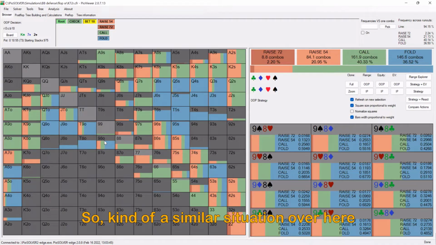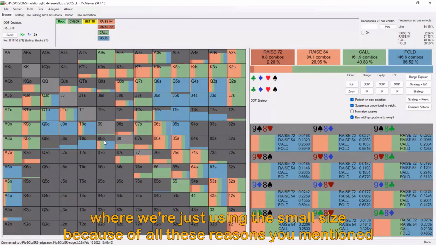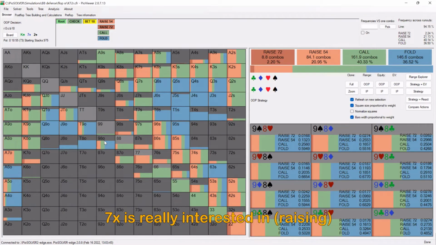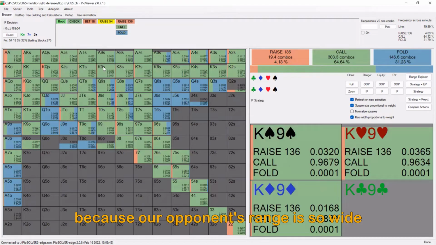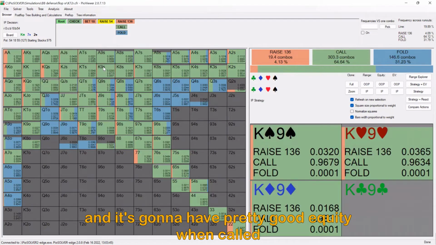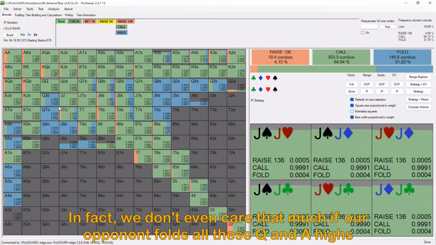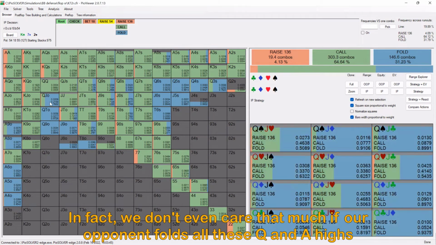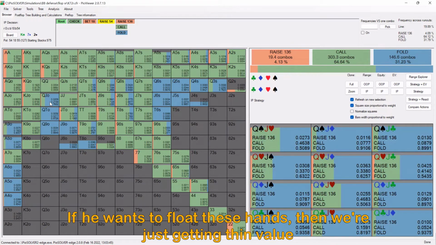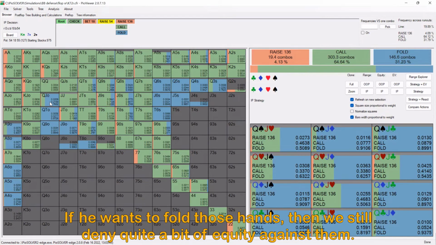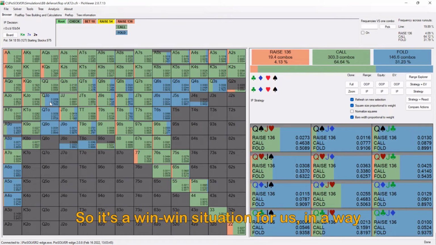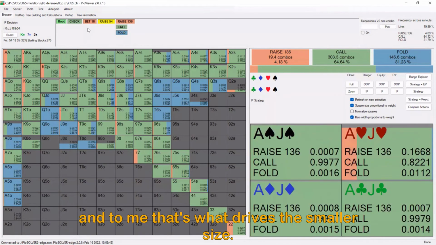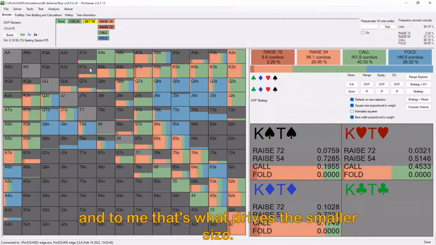So it's a similar situation over here, where we're just using the small size because of all these reasons that you mentioned. 7x is really interested in betting, because our opponent's range is so wide and it's going to have pretty good equity when called. In fact, we don't even care that much if our opponent folds all these queen highs and ace highs. If he wants to float these hands, then we're just getting thin value. If he wants to fold those hands, then we still deny quite a bit of equity against them. So it's a win-win situation for us in a way, and to me, that's what drives the smaller size.